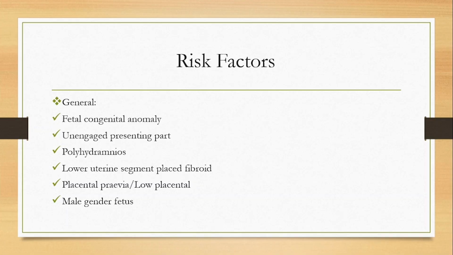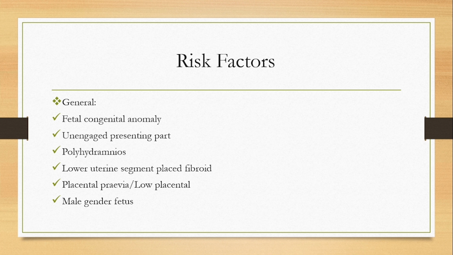Then abnormal lie, breech presentation is also a risk factor. Other risk factors include fetal congenital anomaly. Unengaged presenting part, I've mentioned that. Polyhydramnios is a very, very strong challenge, because when there's polyhydramnios, during spontaneous or iatrogenic rupture of membrane or during delivery, at that point, the cord can present before the presenting part.